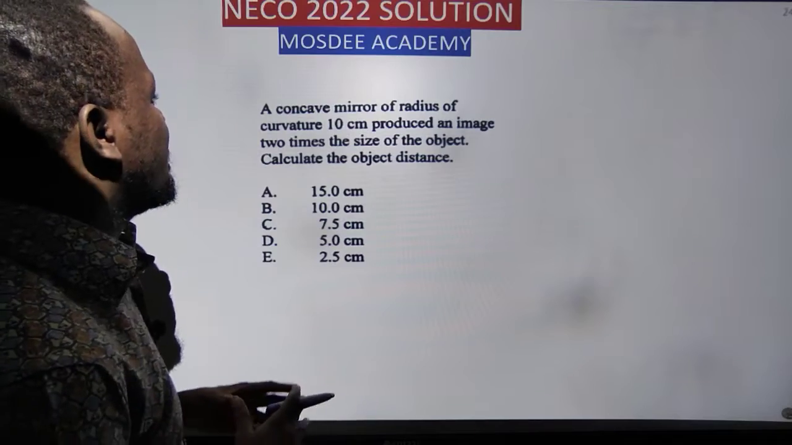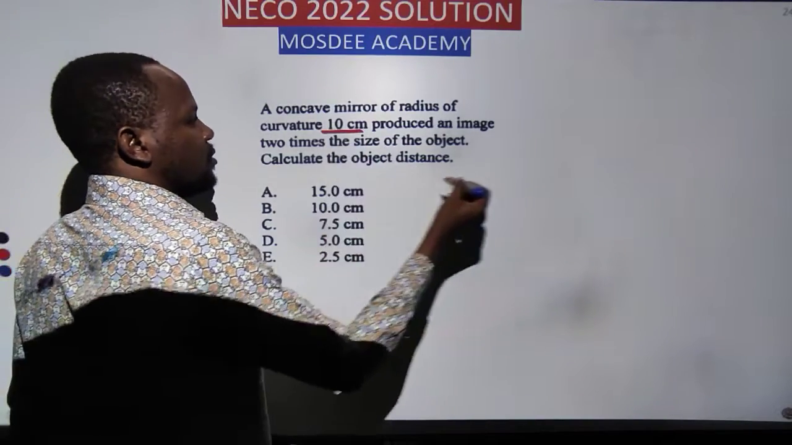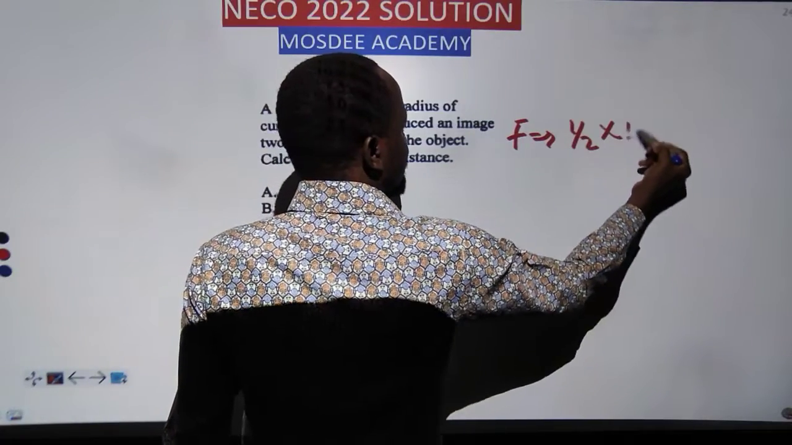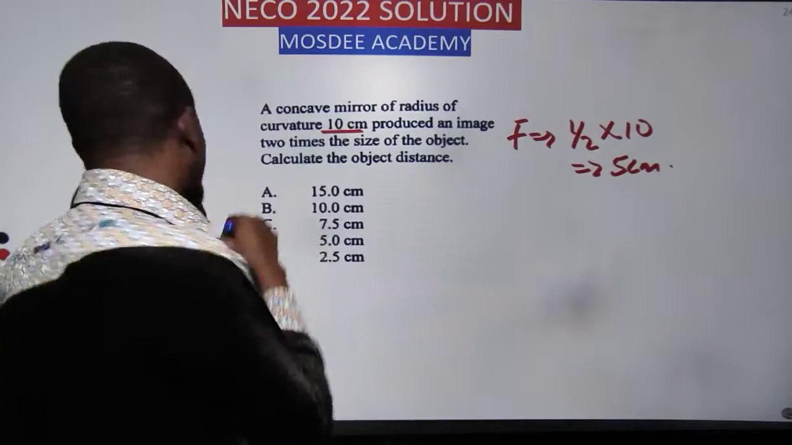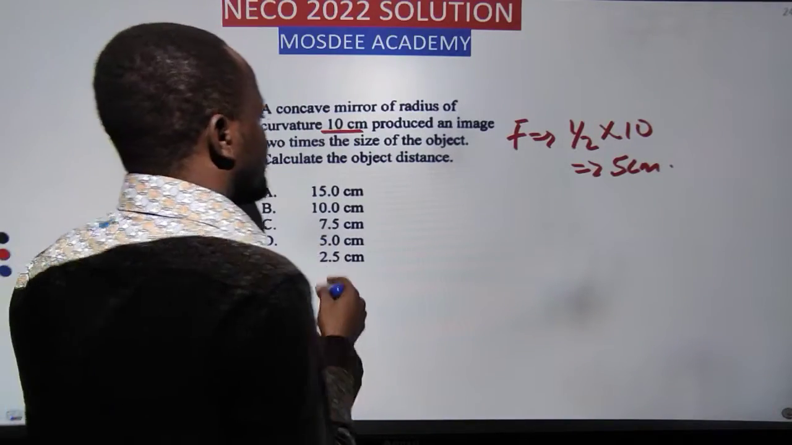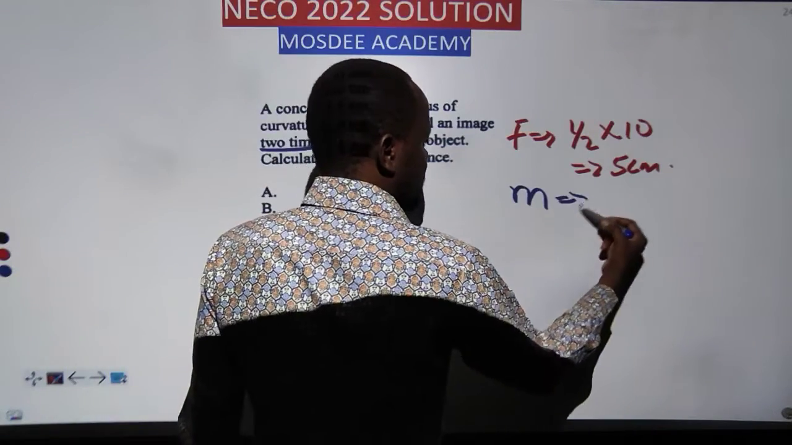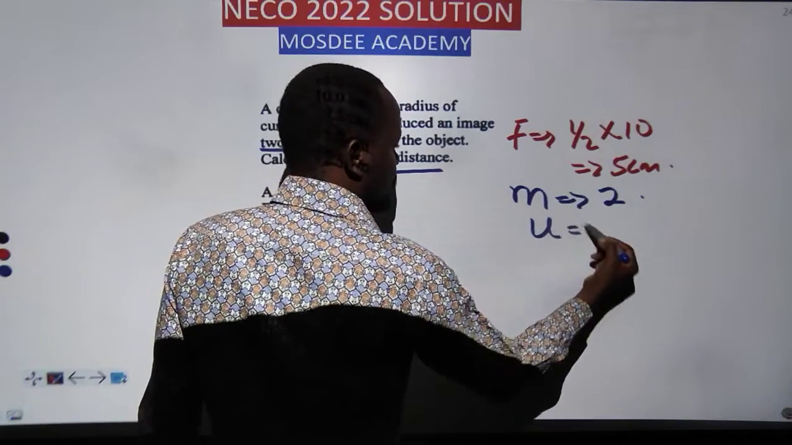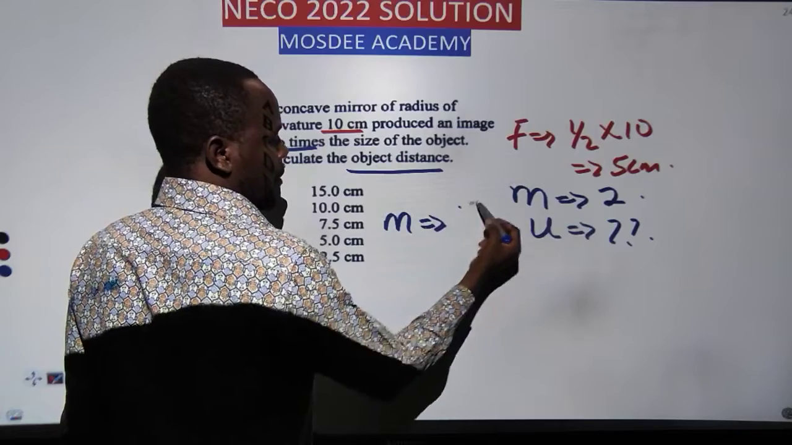A concave mirror of radius of curvature 10 centimeters. Convert it to focal length. Focal length is half of radius of curvature. That is 5 centimeters. Now, what happened to this? We were told that it produces an image 2 times. Magnification is 2. The object distance, call that one U, you don't know. So M equals, it's a formula-based question.